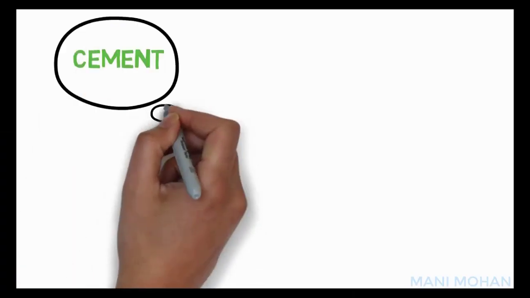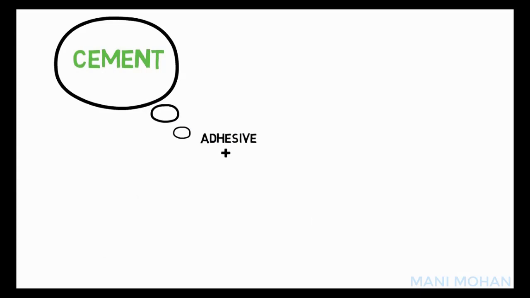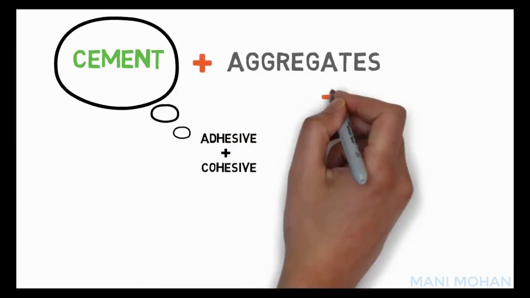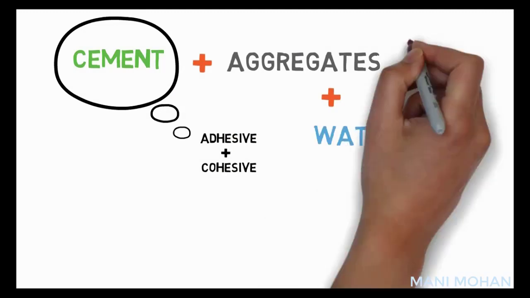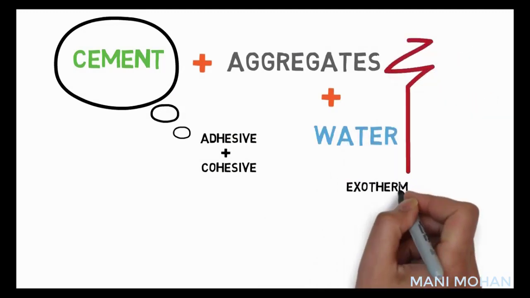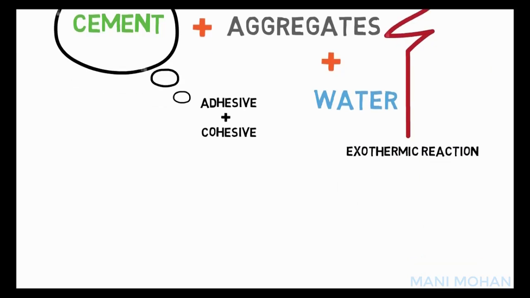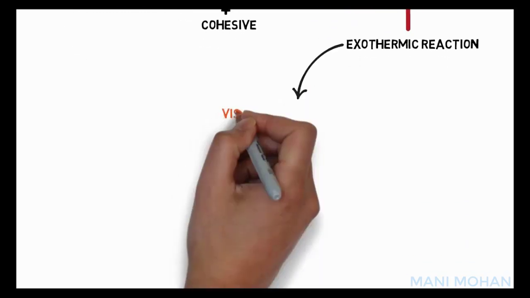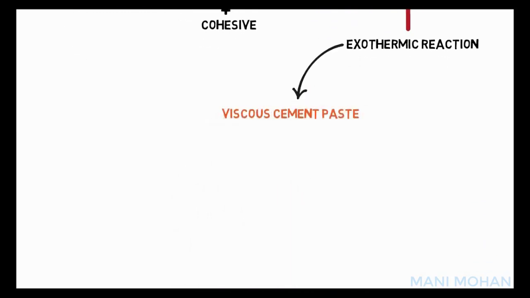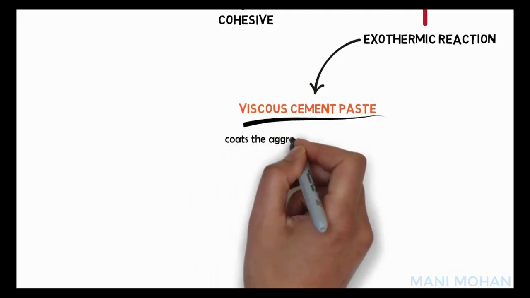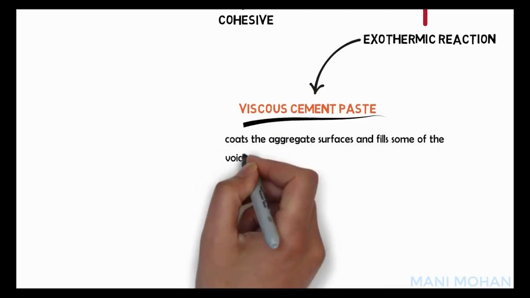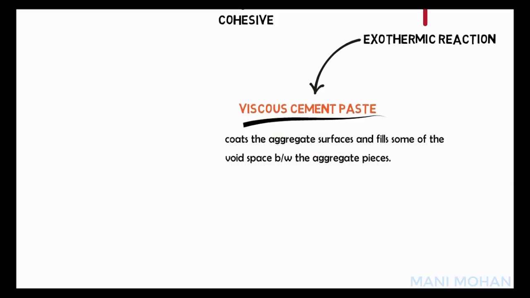Cement is a material with adhesive and cohesive properties. Cement, when mixed with mineral fragments and water, binds the particles into a compact whole. There is an exothermic reaction between cement and water to form hydraulic products in the form of viscous cement paste, which coats the aggregate surfaces and fills some of the void spaces between the aggregate pieces.